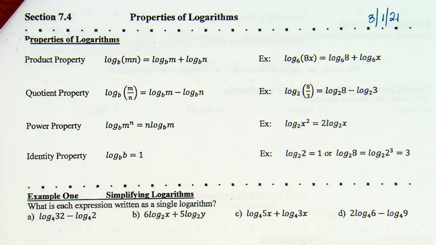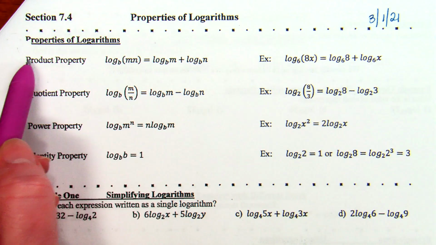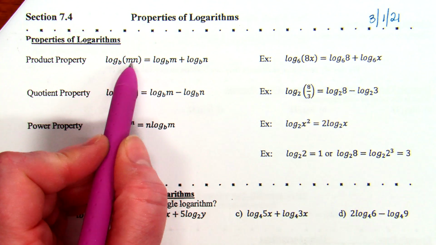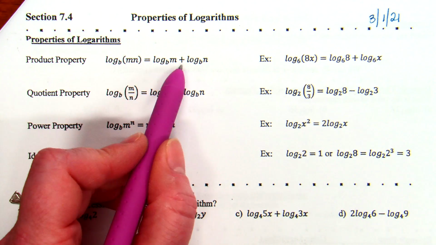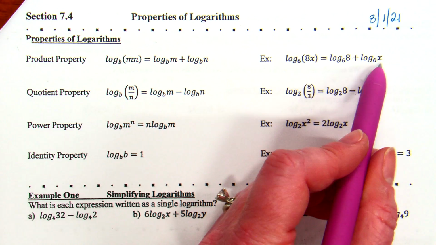properties of logs, we have the product property. As you look at the product property, you will notice it says log base b of mn equals log base b of m plus log base b of n. So first of all, product of course means multiplication. So the short of it is saying if you have a log that has multiplication within it, it can be separated into 2 logs being added. So for example, log base 6 of 8 plus log base 6 of x, when you add those, take the 8 and the x and multiply, and it's log base 6 of 8x.